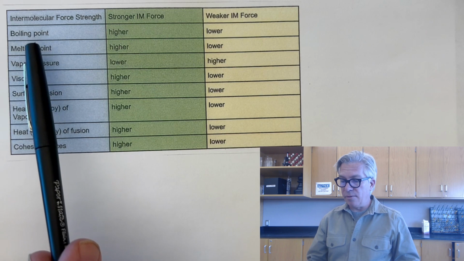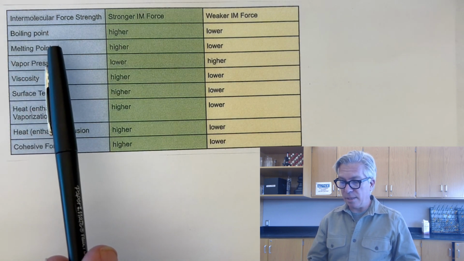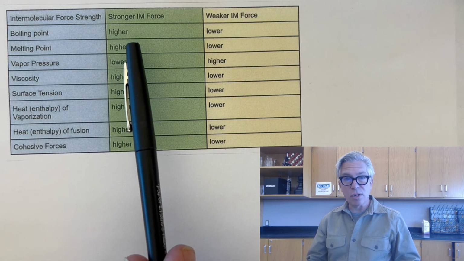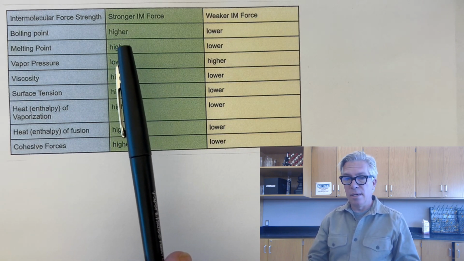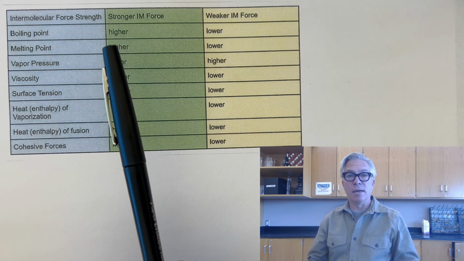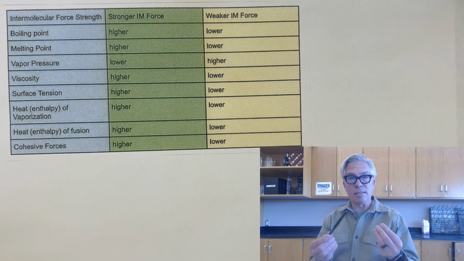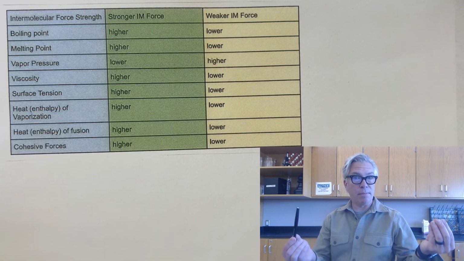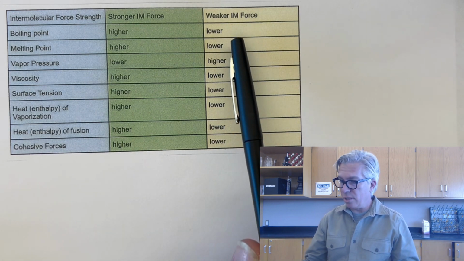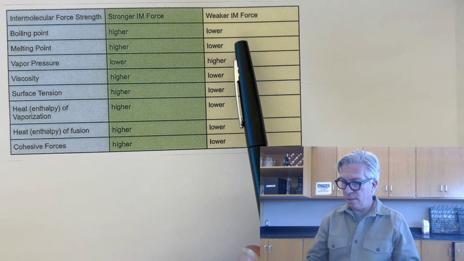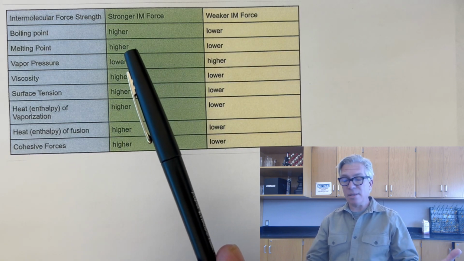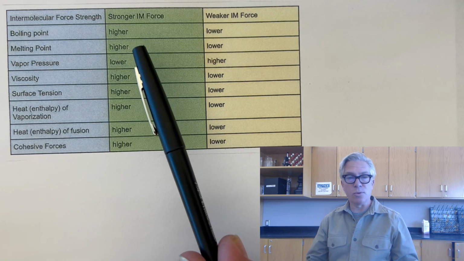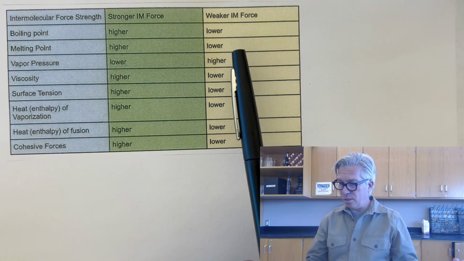For example, if you're comparing boiling points of something, the one with the stronger intermolecular force will have the higher boiling point in general because the stronger intermolecular force holds the molecules together and makes them attract each other more. So you need a higher temperature for which they can break apart. Weaker intermolecular force, again, a lower boiling point. Same with melting point. You have to break the molecules apart from each other to melt them. So higher intermolecular force gives you a higher melting point. And the opposite is true.